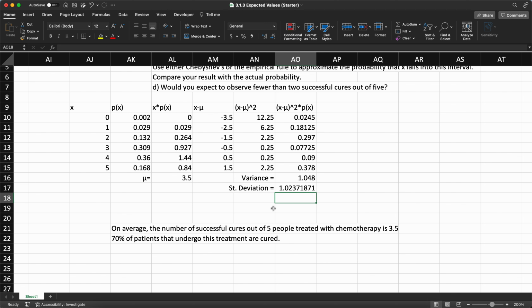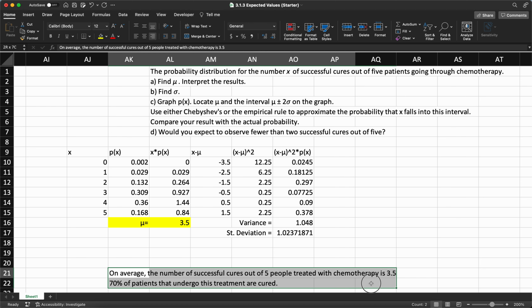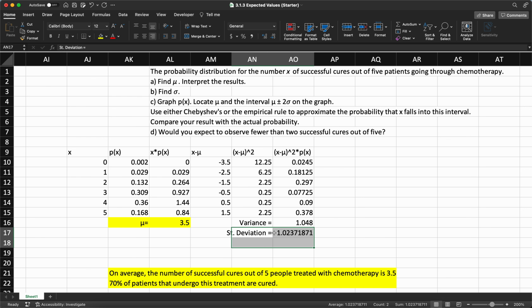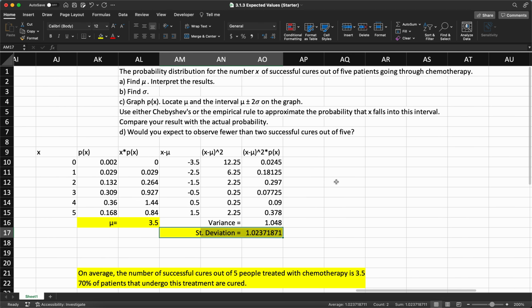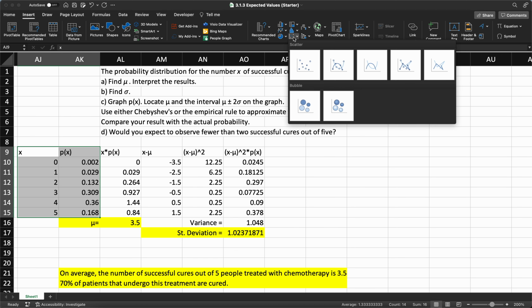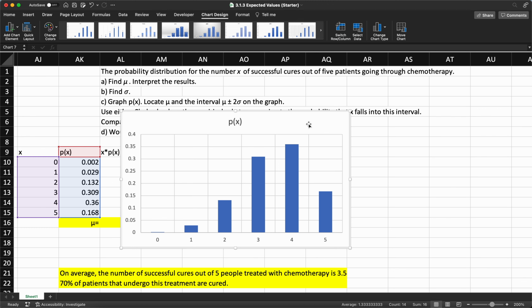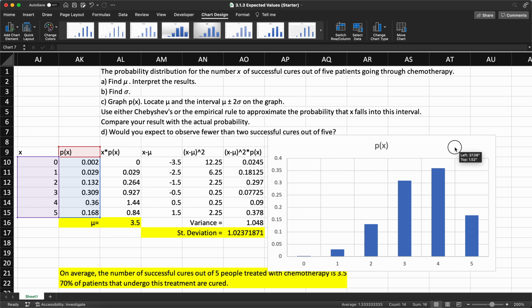And that's A and B. So we answered A here. This is A, along with all of this stuff is also A. And then this is the answer right here to B. So now we want to graph P of X. We're going to take these 2 columns. We're going to create a scatter plot. We're going to change it into a column graph. And we're going to take a look at what we have here.